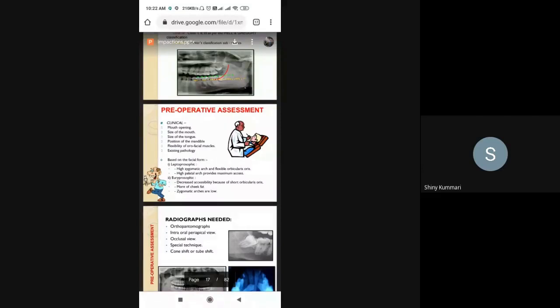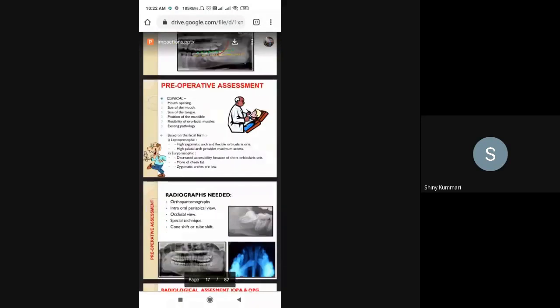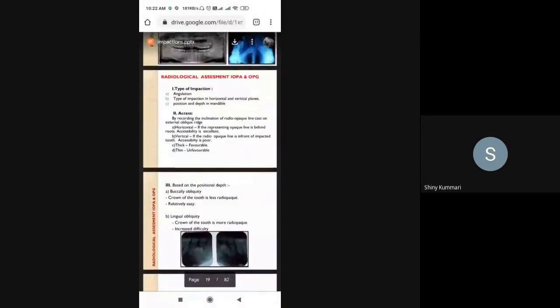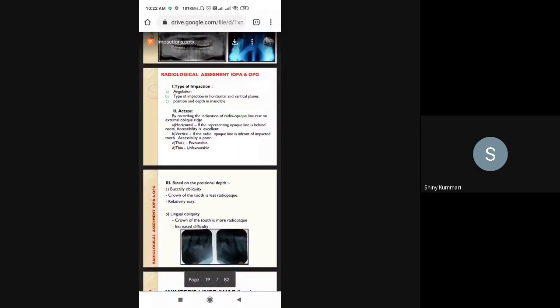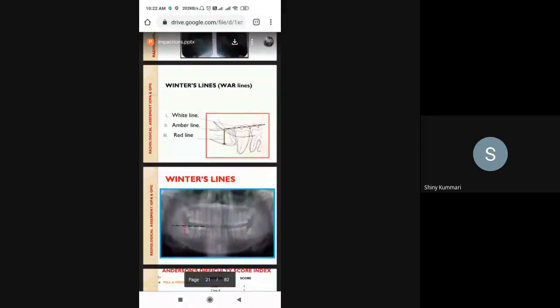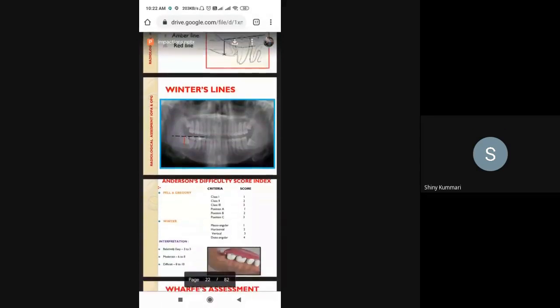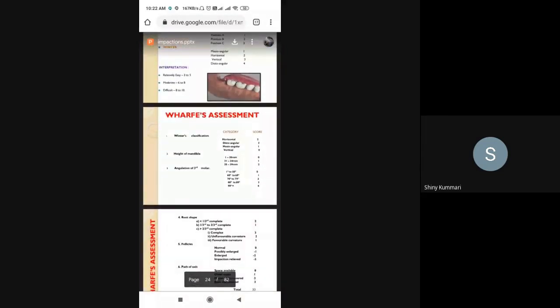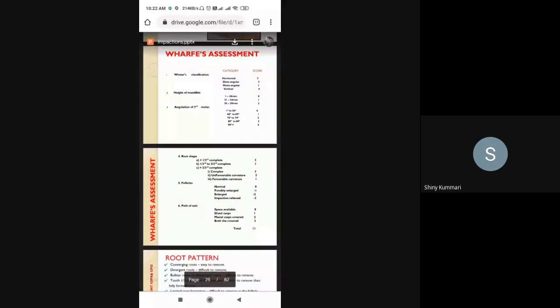And we have also discussed preoperative assessment and different radiological factors. How do you assess with the radiograph, which includes OPG, occlusal radiograph? We already discussed war lines, white line, amber line, red line, and how to interpret them in an OPG, and the difficulty score index given by Anderson. And right now, we'll be dealing with the WARF assessment.